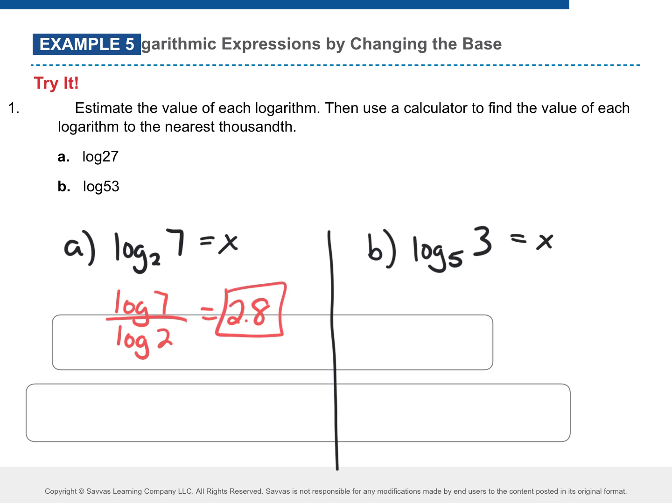What about B? How do I rewrite that first? Yep, base goes on the bottom. So we have log of 3, our main term there, over log of 5. So base goes on the bottom. What goes into the calculator? 0.6. What was the second one? 6.8.